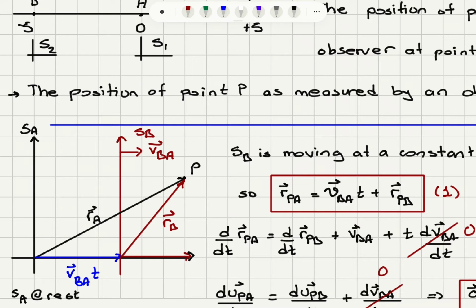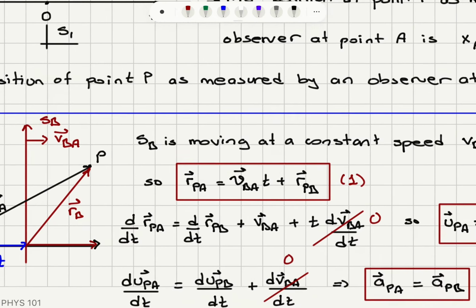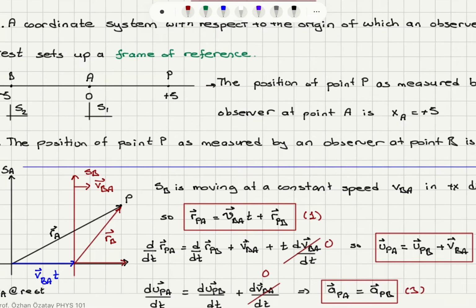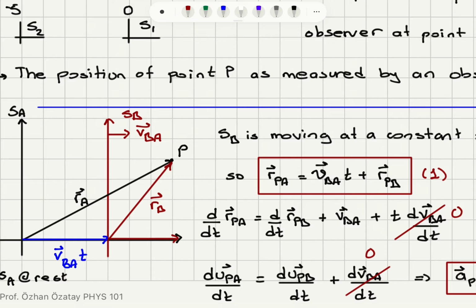So at t equal to 0, I'm assuming that the SA and SB reference frames coincided completely. The origins were the same, but then the B reference frame started moving with constant velocity VBA. So SB is moving at a constant speed VBA in the positive x direction. What is the relationship between the position vectors reported by the A observer and the B observer?